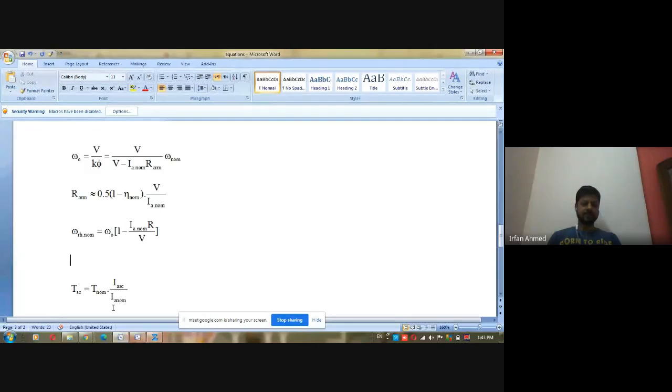Quite simple actually. Now we know the rated armature current. We also know the rated torque. The rated torque is given by C into IA nominal. So these two are known. How to find the short circuit current, Isc?